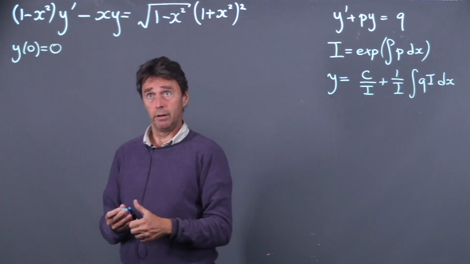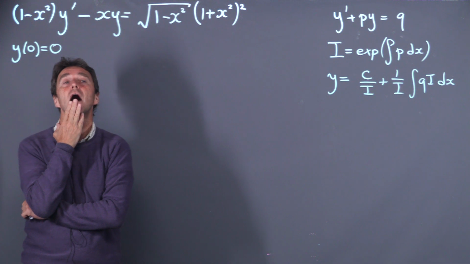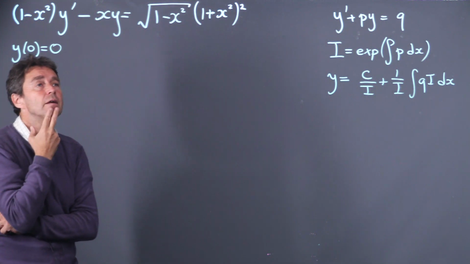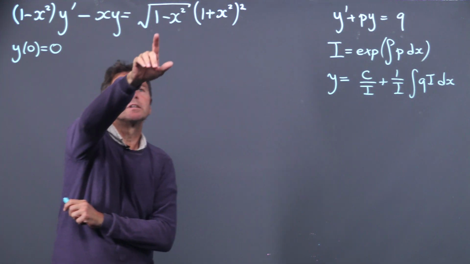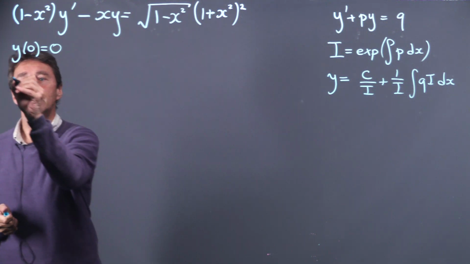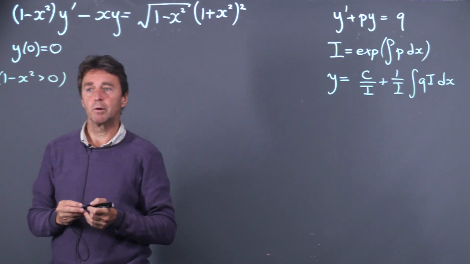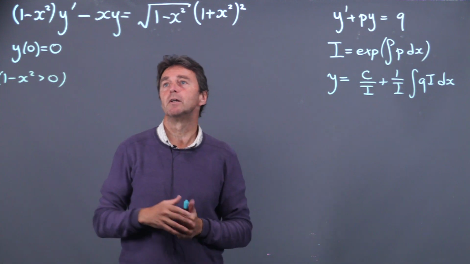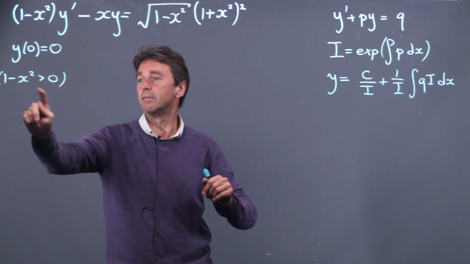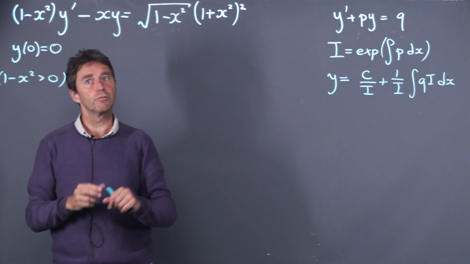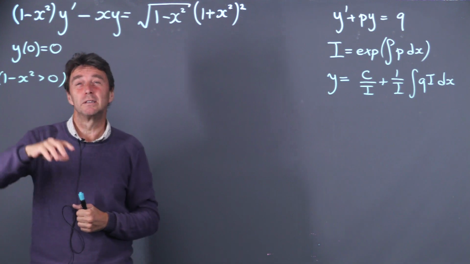Before we dive in, let's make some preliminary observations. We've got this awkward square root there, and to make sure that makes sense, we obviously need 1 minus x squared to be positive. So we're going to be thinking about 1 minus x squared being positive. Fine, and x = 0 is certainly within the range where that's true. So far, so good.